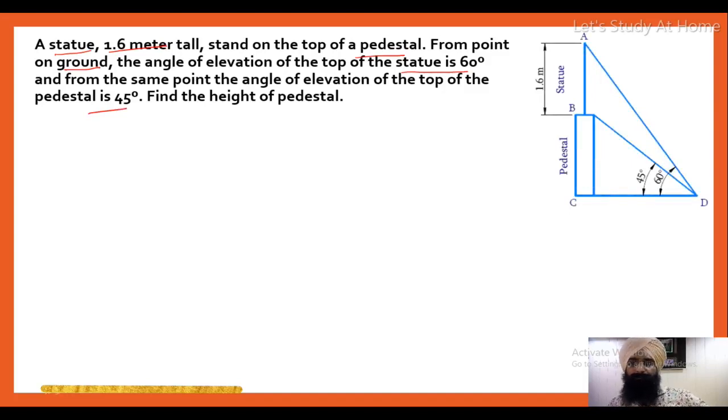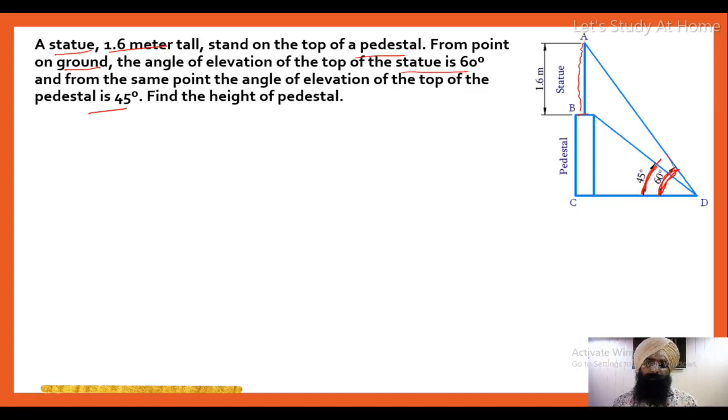Okay, let's see. This is our statue, and this is our building. The height of the statue is 1.6 meter, and the angle of elevation that you have seen is 60 degree to the top of the statue, and to the top of the building the angle is 45 degree only.